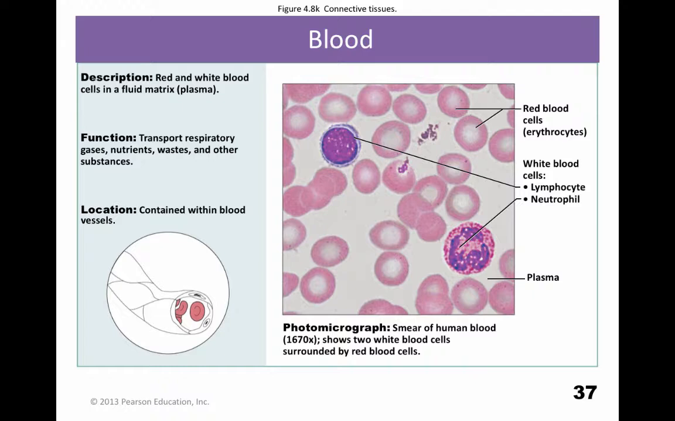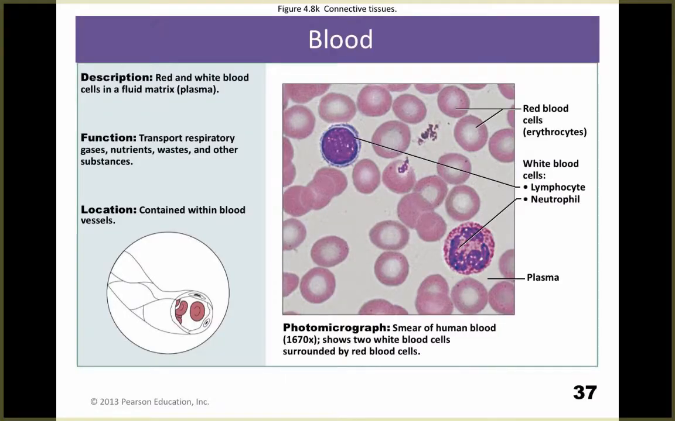Within it, you'll notice that you have red and white blood cells. So these are red blood cells. That's going to be what's important to carry oxygen. They're called erythrocytes, the official term for them. And here you can see these guys. These are essentially called white blood cells, or leukocytes.